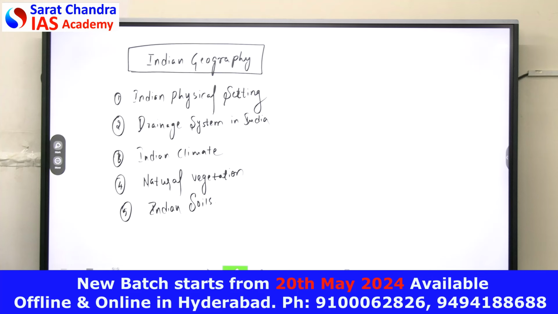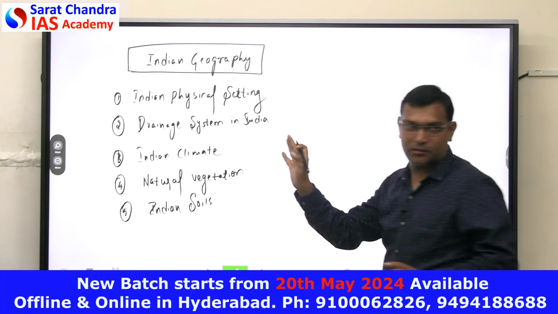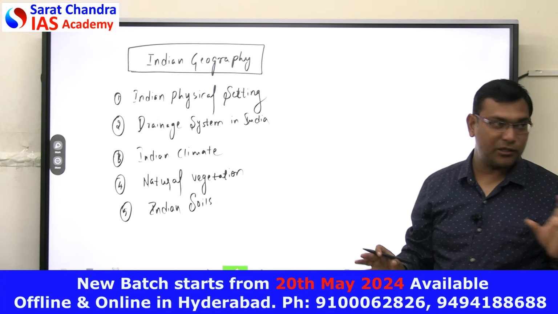Right? This is physical. I told only the physical part. We also have economic. That is the distribution of key natural resources across the world. That is in Indian geography. Okay, the economic part, I'm telling you the economic part.